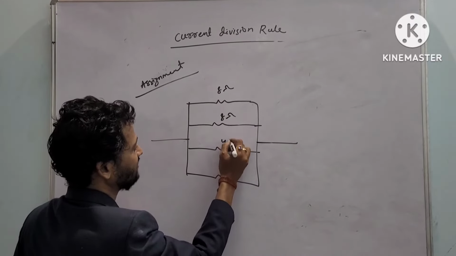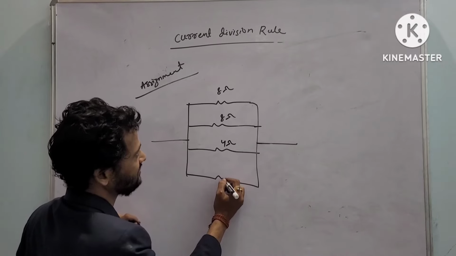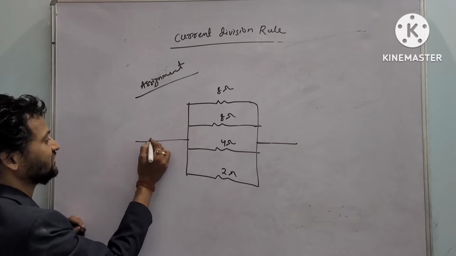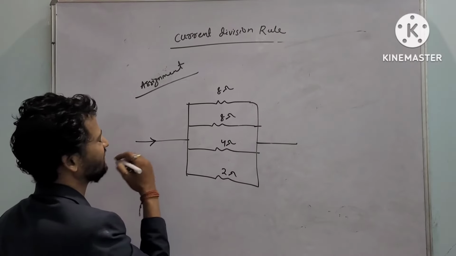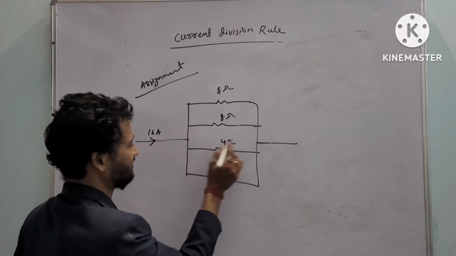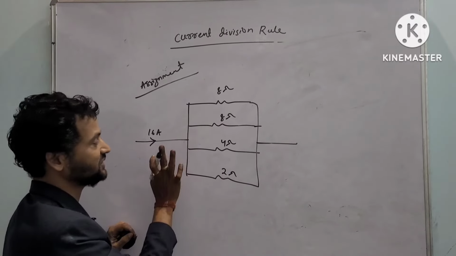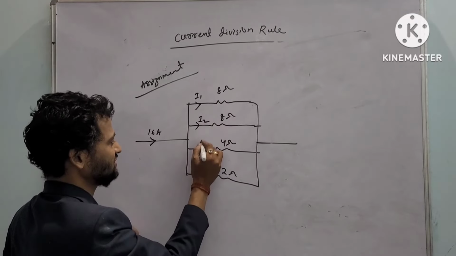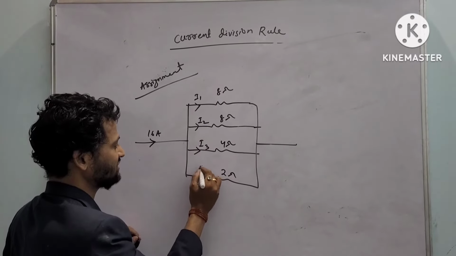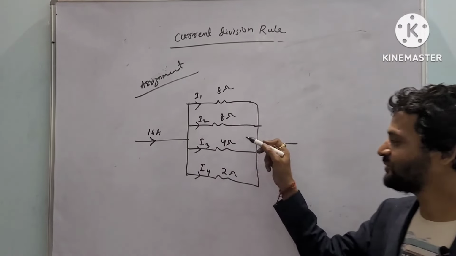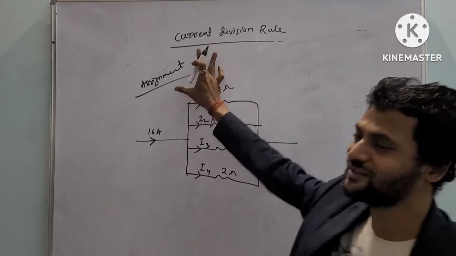Eight ohm, 4 ohm, 2 ohm. ठीक है. If 16 ampere current is flowing through this path, or supply current is 16 ampere, what is the branch current? Very easy question है. What is the branch current? What is the value of I1, I2, I3 and I4? It is assignment.